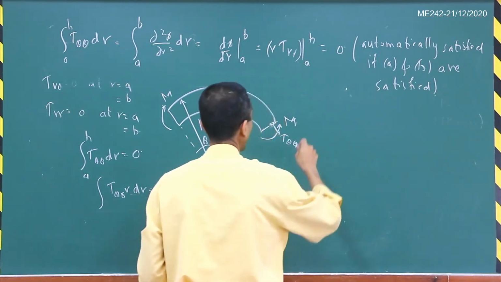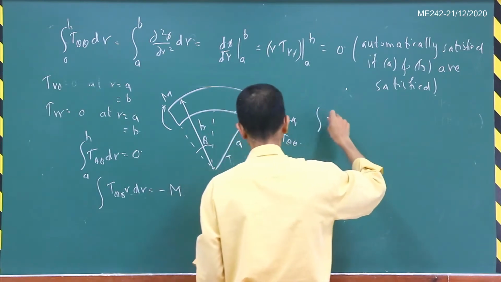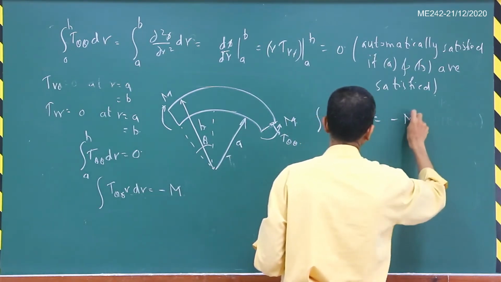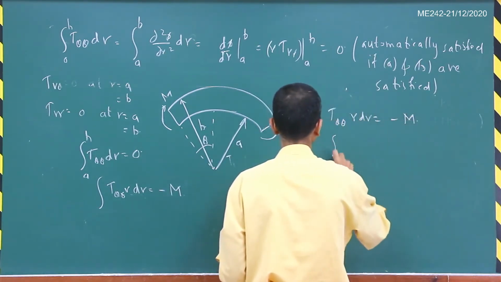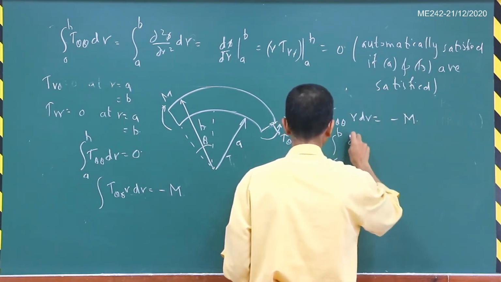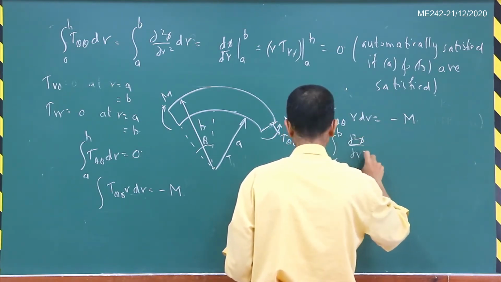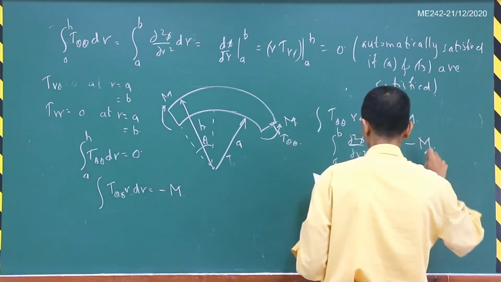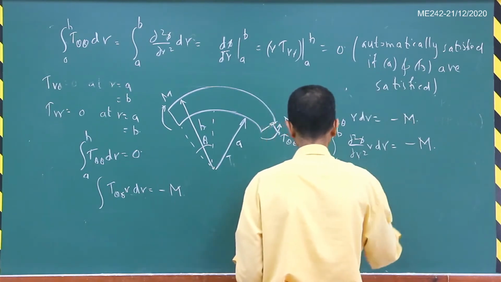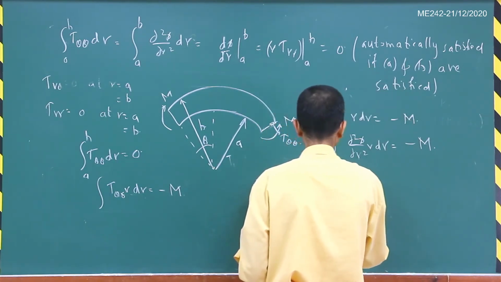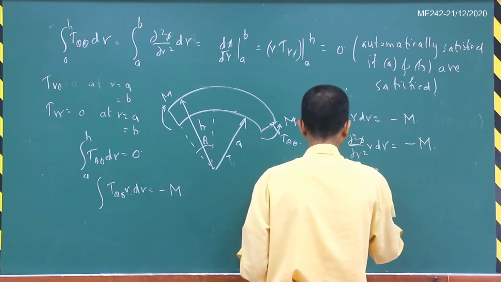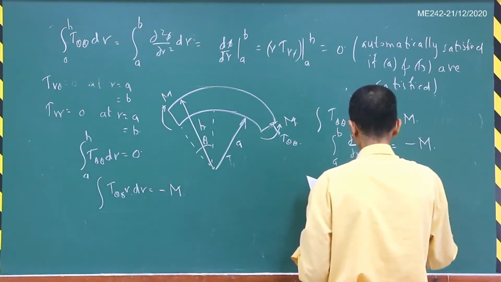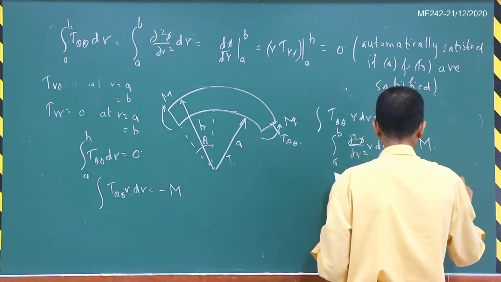So the integral of tau theta theta times r times dr is equal to minus n, and so you will get the integral from a to b of del square v by del r square times r times dr is equal to minus n. And if you now simplify this particular expression, you will get del phi by del r times r from a to b minus phi from a to b is equal to minus n.